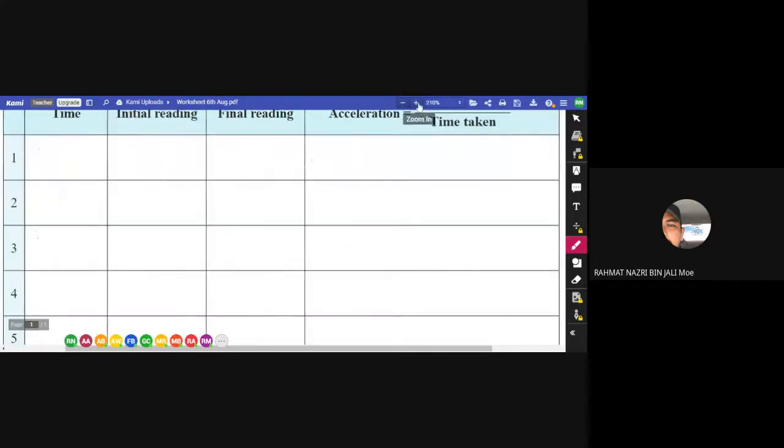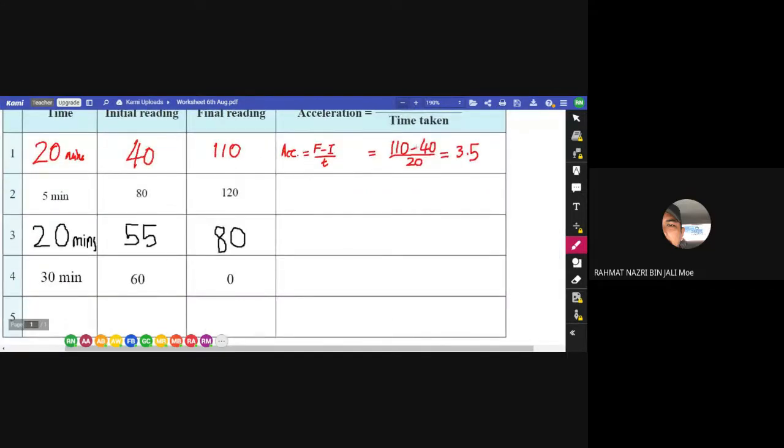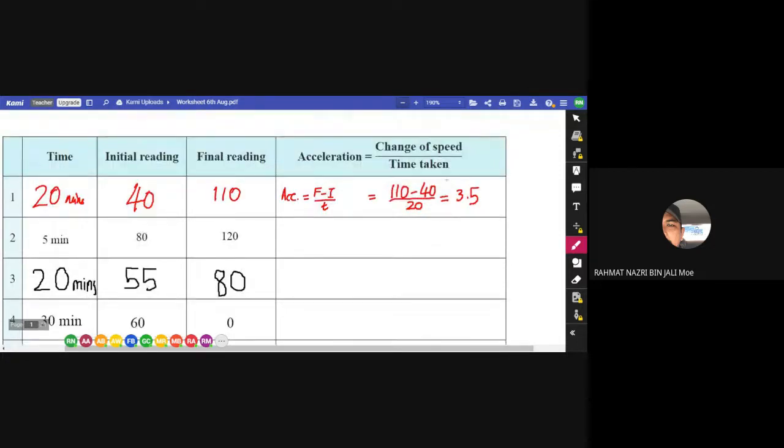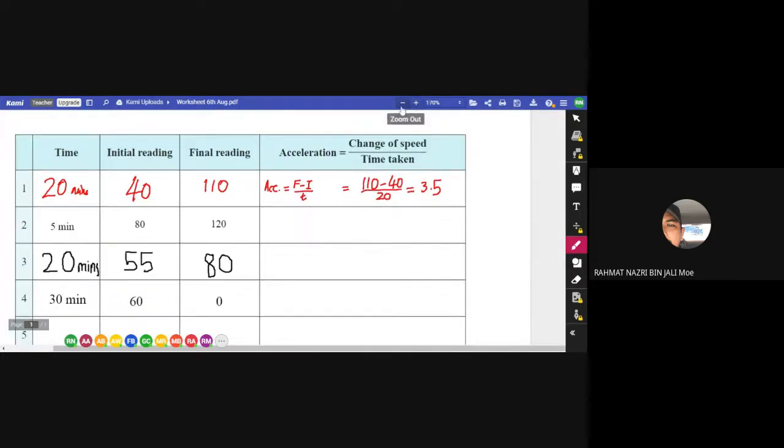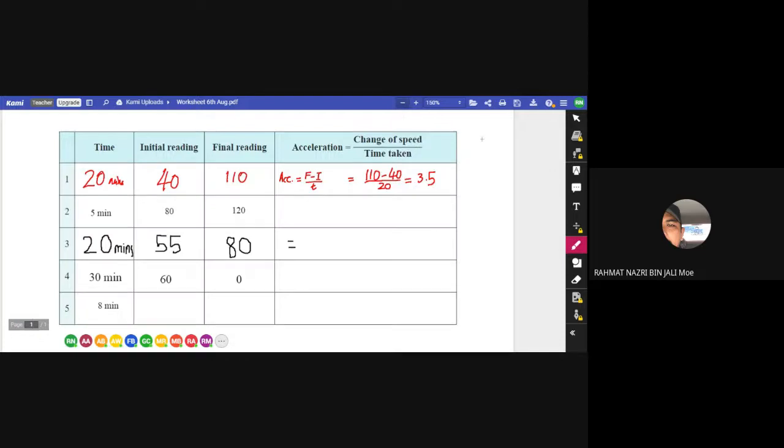Everybody, please copy this table, because from this table we can learn how to calculate acceleration. You can refer to your textbook, page berapa tadi? Page 179, yeah, page 179.